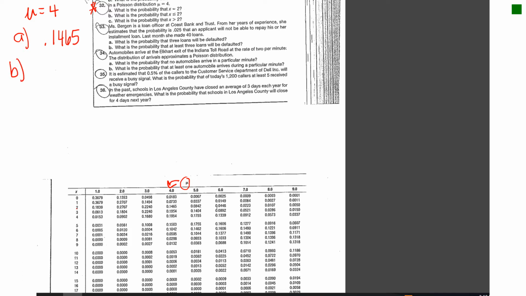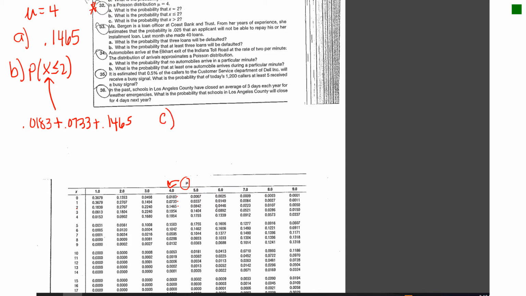Now, on part B, it says, what is the probability that x is less than or equal to 2? So in that case, you simply go to the same area in the table and locate 4. I want less than or equal to 2. That's going to be 0 plus 1 plus 2. So to get 0, 1, and 2, you'd take 0.0183, you'd add 0.0733 plus 0.1465, and that would give you your probability of 2 or less.